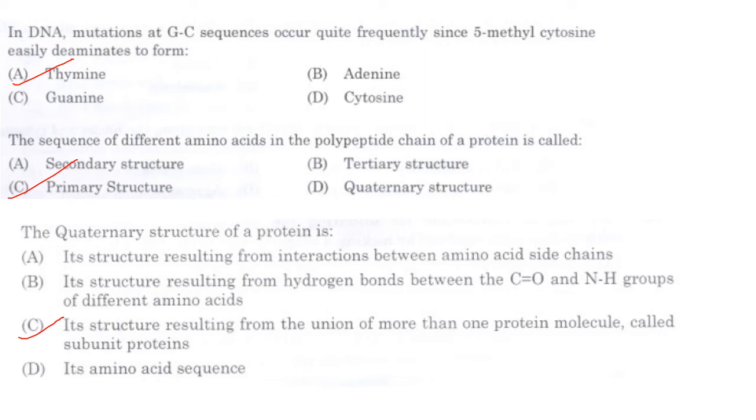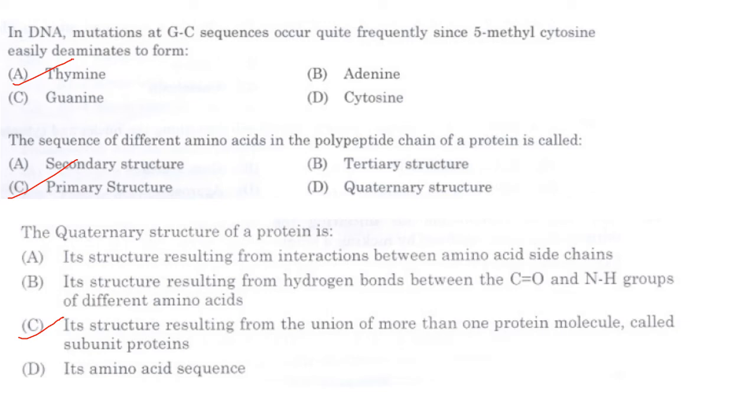The next one. The sequence of different amino acids in the polypeptide chain of a protein is called its primary structure. They have just asked for the sequence of amino acids in a polypeptide chain. That is nothing else but primary structure of the protein. So answer is option C. This one was also a repeated question.